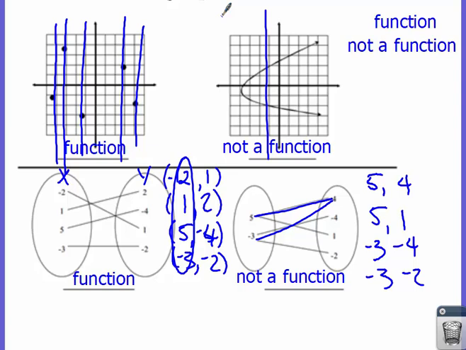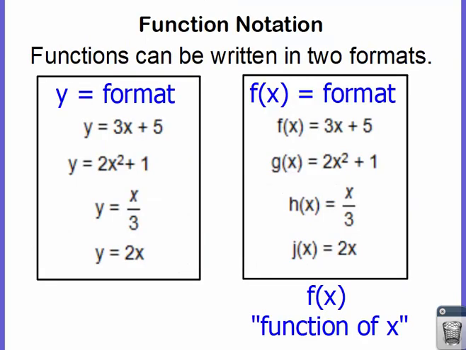So today what we're going to look at is how to read and write functions and evaluate them. So here's kind of an example. Okay, the first thing we need to look at is what is function notation. Functions can be written in 2 formats. Well, the format here on the left is one that we are familiar with, the y equals format, where we have y equals 3x plus 5 and y equals 2x squared plus 1 and y equals x over 3 or y is equal to 2x.